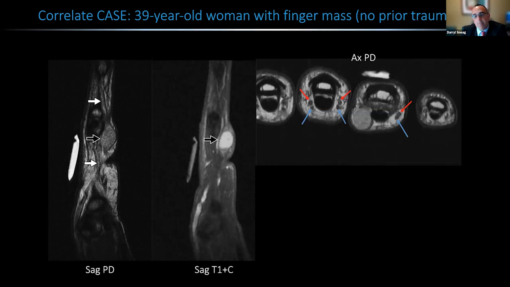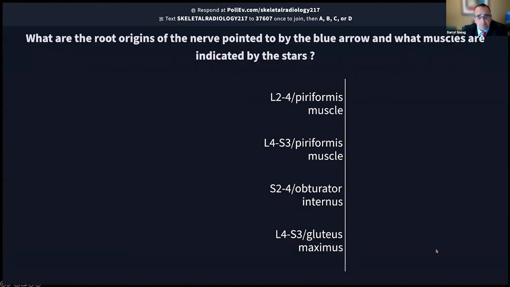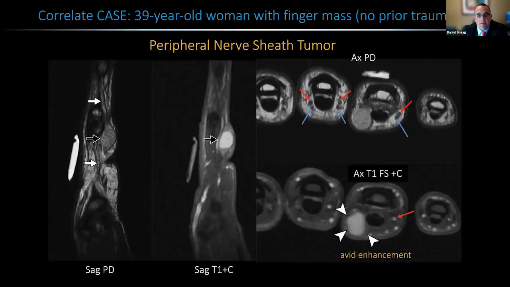some sorts. Here, just to show the anatomy, the position of the digital nerve relative to the vessel. And here you can appreciate the similar size of the nerve and vessel. Here's the avid enhancement on the T1 weighted post-contrast sequence on the axial as well. Whoops, sorry. And that is an example of a peripheral nerve sheath tumor.